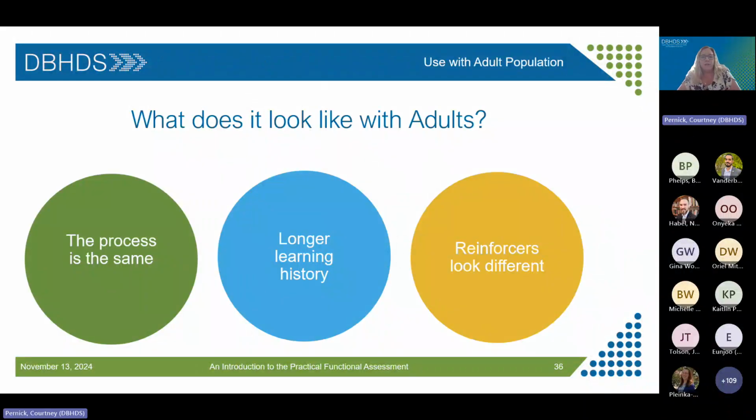All right, so the majority of the PFA research is with children. Just note this process can also be used with adults just as easily as with children. The process is exactly the same, actually. So everything we talked about today is the same for all adults. However, adults do have a longer learning history, so the results might not happen as quickly as you might see with young children. And reinforcers might look a little bit different.